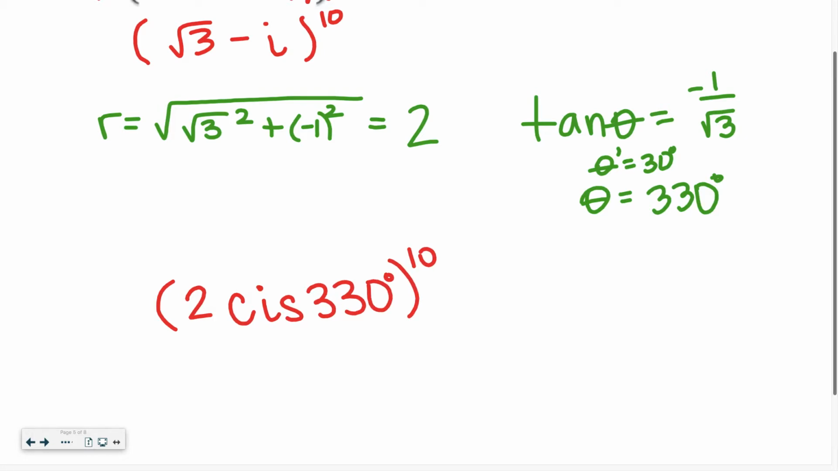330 degrees to the 10th power. Are you okay if I use the shorthand? Yes, I like the short. Amen. Good.